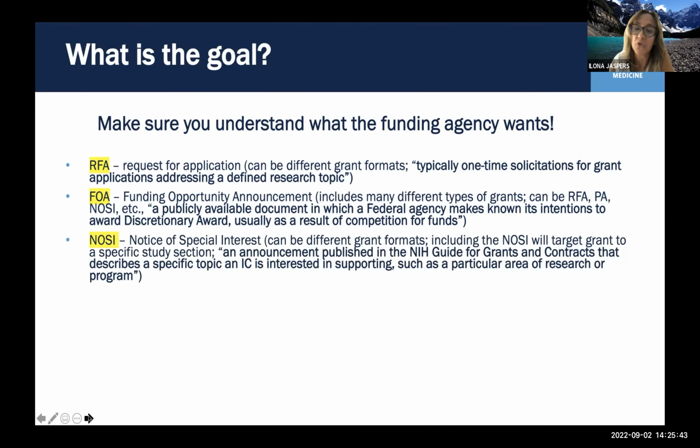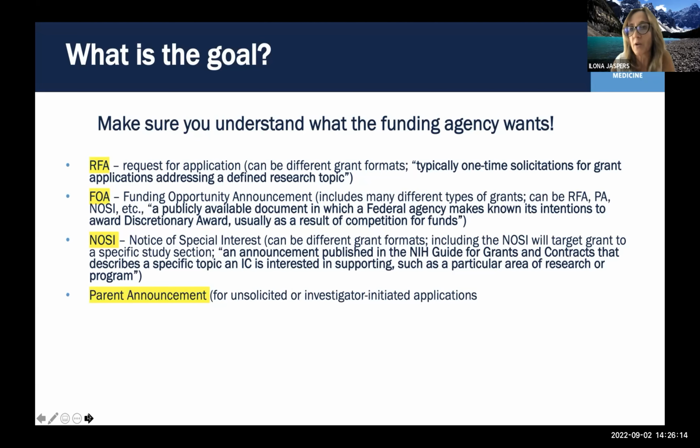Then there is what's called NOCs, and there's not necessarily more money set aside for that, but those are called Notices of Special Interest. Often you can have them as an administrative supplement to an existing award. We've gotten those for specific NOCs, and they're really a specific topic that a specific institute or a few institutes are interested in and supporting.